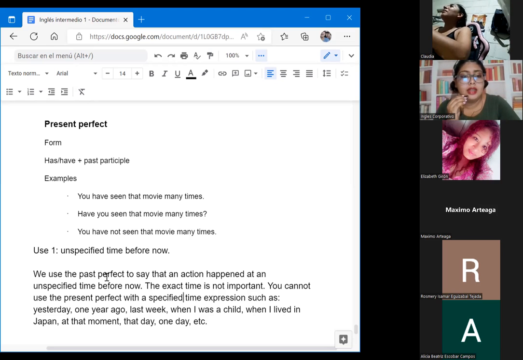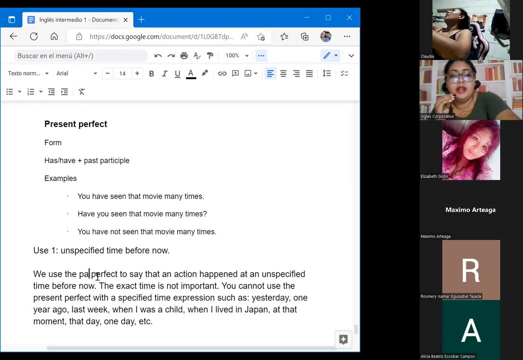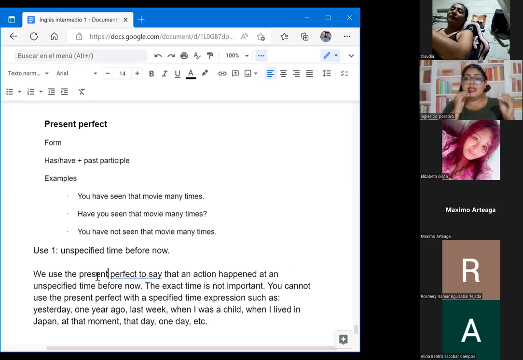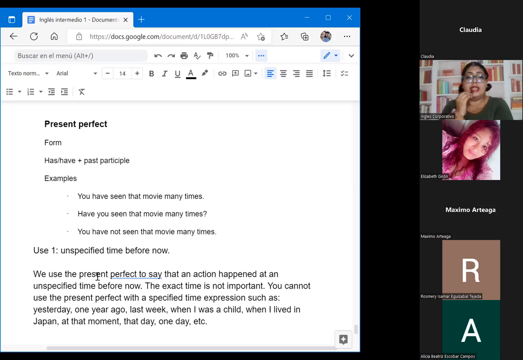I mean, the present perfect, and I don't know why I am writing past perfect here. In the present perfect, we are not going to use this time expression. You cannot use time expressions with this tense. In that case, you are going to have another tense. So you need to be very focused on that part, because if you are going to use a time expression, you need to change the structure that you are going to use to express the ideas that you have.